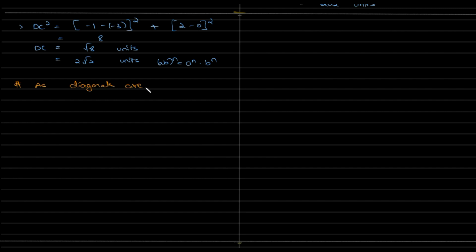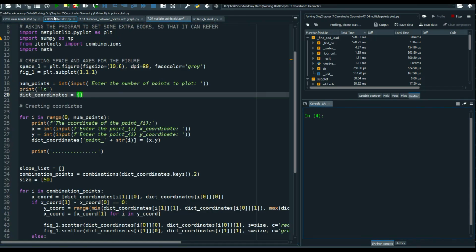So we can conclude the figure is a square, as the diagonals are equal and adjacent sides are equal. The figure is a square. Okay, right? So let's check if it's so.